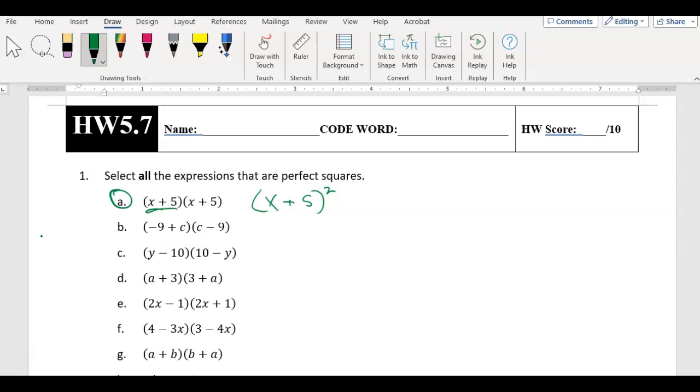B is the same thing because the signs are correct. So we have a positive C. This could be rewritten as C minus 9 times C minus 9. Right? So B is also a perfect square.